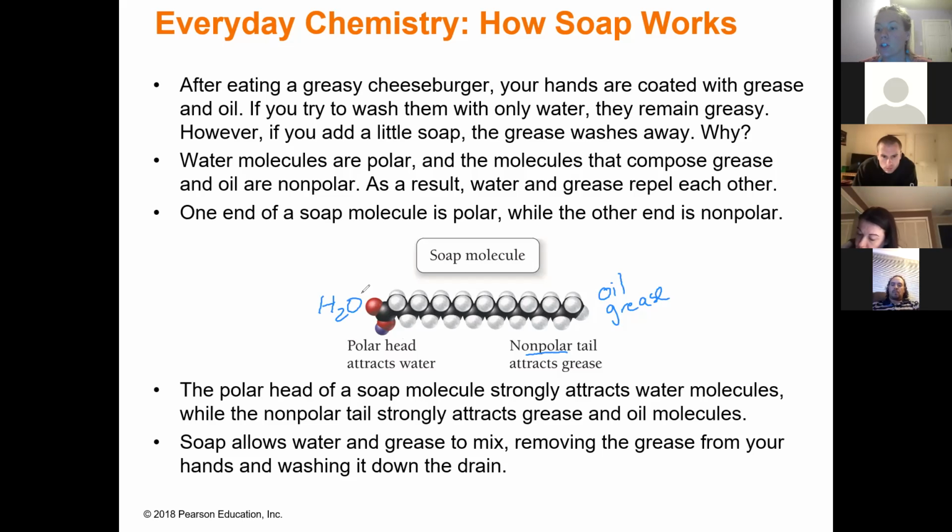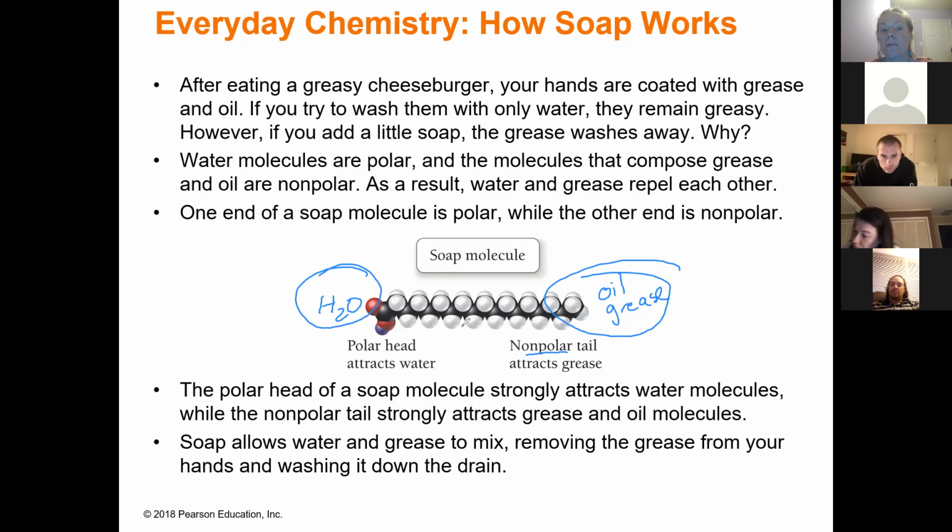So if you've ever washed your hands, and you have greasy oil on your hands and you just run your hands under water, it doesn't do anything, right? You have to use soap to create a bridge. So the soap will grab onto the oil on one end, it'll grab onto the water that's rushing over your hands, and it'll remove the oil from your hands. So cool. Soap is awesome. Very, very cool substance.